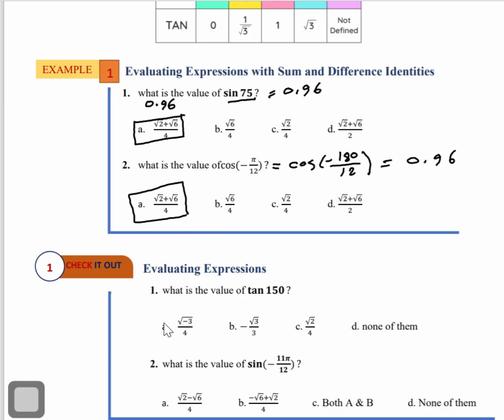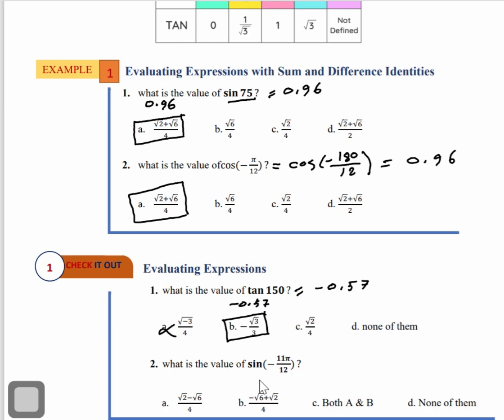To check the examples, we have tan 150, which equals negative 0.57. So we are going to calculate them. Here we have a negative inside a square root, so it is undefined, it is wrong. And if you do it by a calculator, it also equals negative 0.57. So this is our right answer.